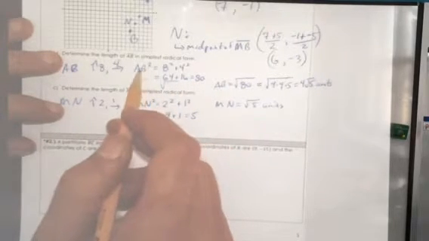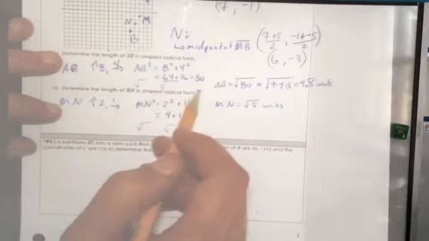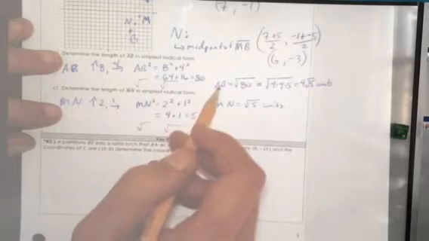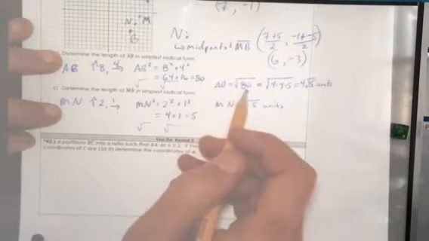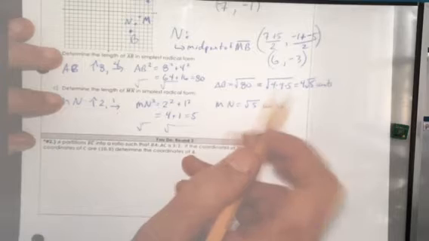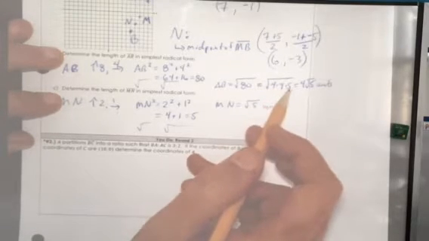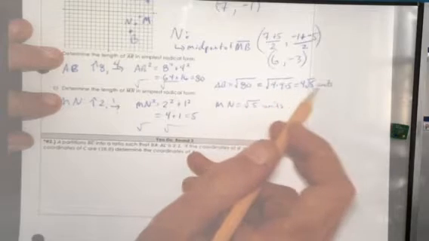Now to get from the diagonal squared to just the diagonal, we take the square root of both sides. So square root of AB squared is AB. The square root of 80, break that down looking for duplicates and see 16 times 5. 4 times 4 times 5. 4 can come out. 5 stays.